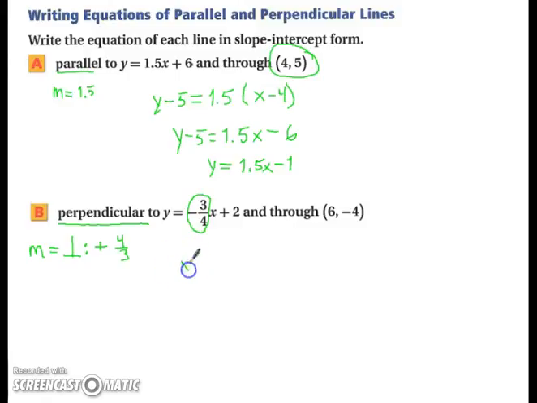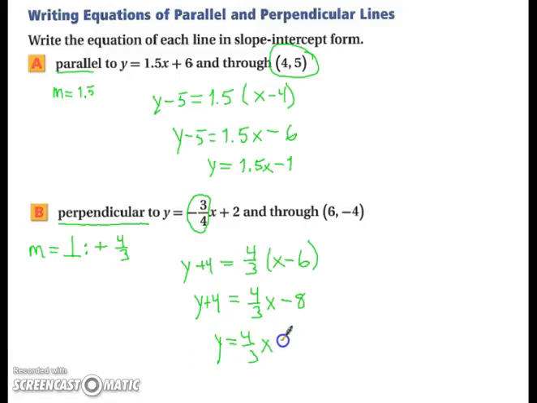So we have y minus -4, which is the same as saying plus 4, equals 4/3 times x minus 6. So when we start to simplify, we have y plus 4 equals 4/3 x minus 8. And then we have y equals 4/3 x minus 12 when we subtract 4 from both sides. So there you go. And that ends our lesson on writing linear functions.